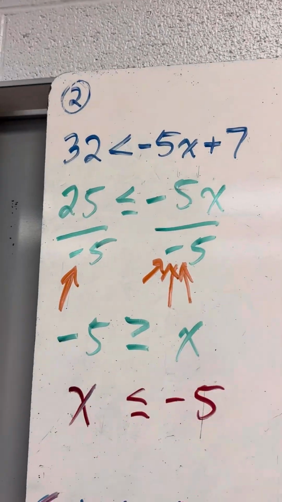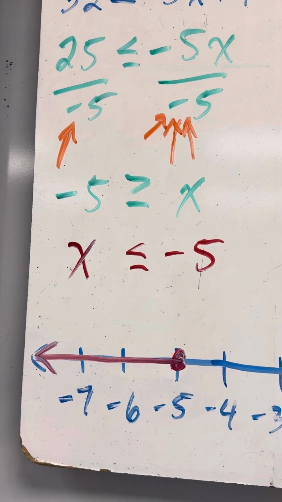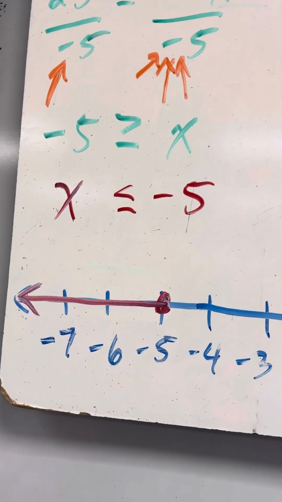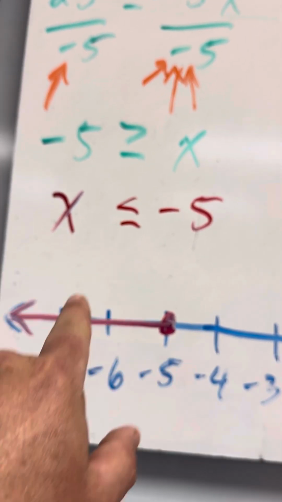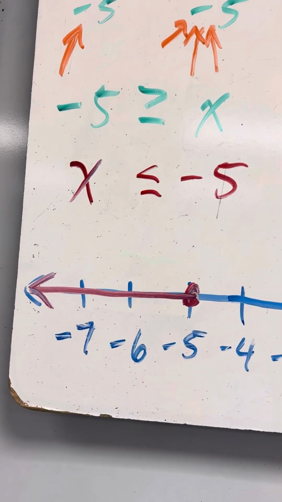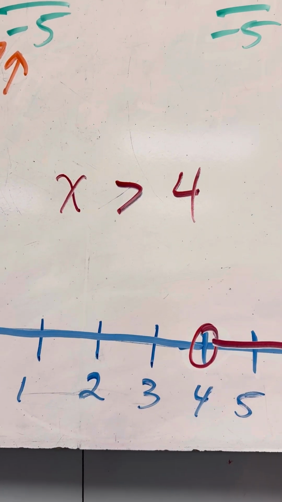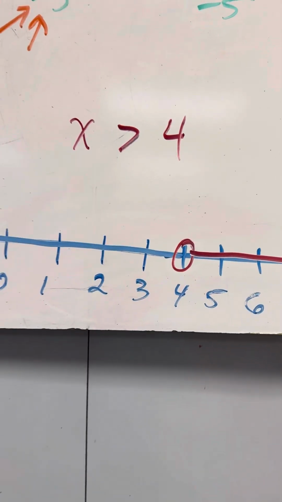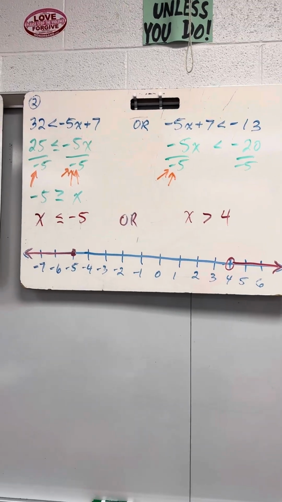Okay, so back over here. X is less than or equal to negative 5. At negative 5, it's a filled in dot. Shade to the left. Remember, you're always shading the same direction that this guy's pointing. This guy's pointing left, so you shade to the left. Over here, x is greater than 4, not equal to, so it's an open circle at 4. Shade to the right. And there's your graph.